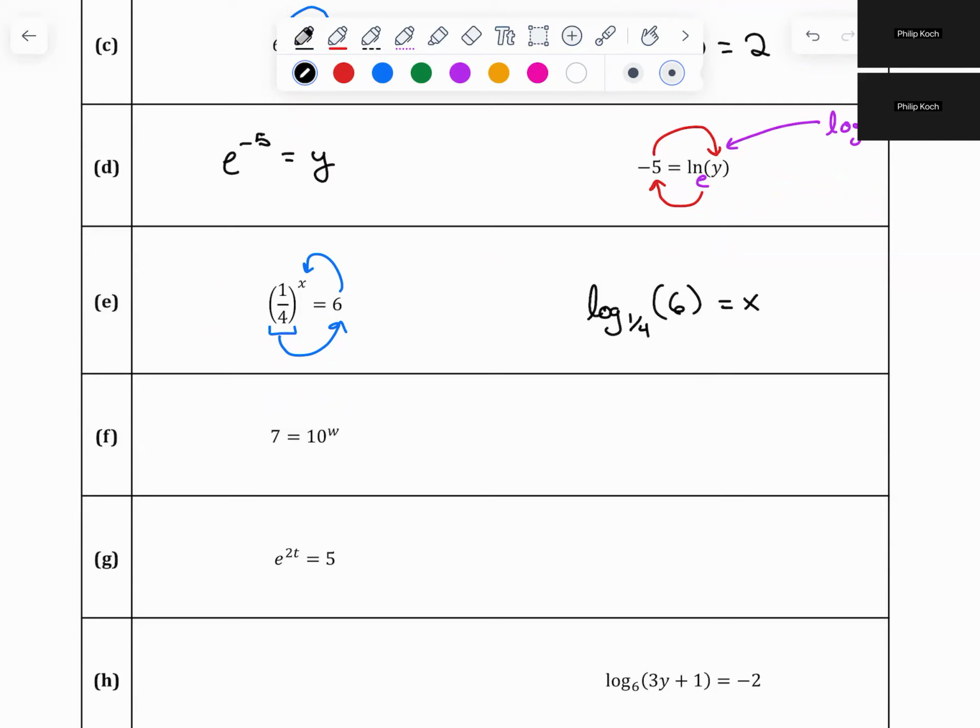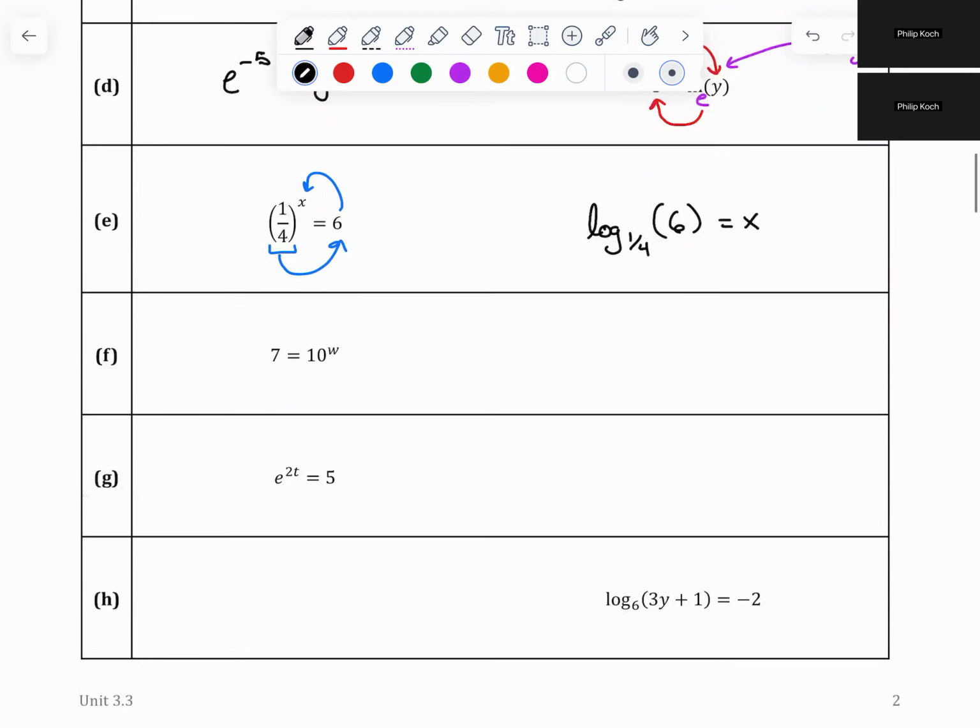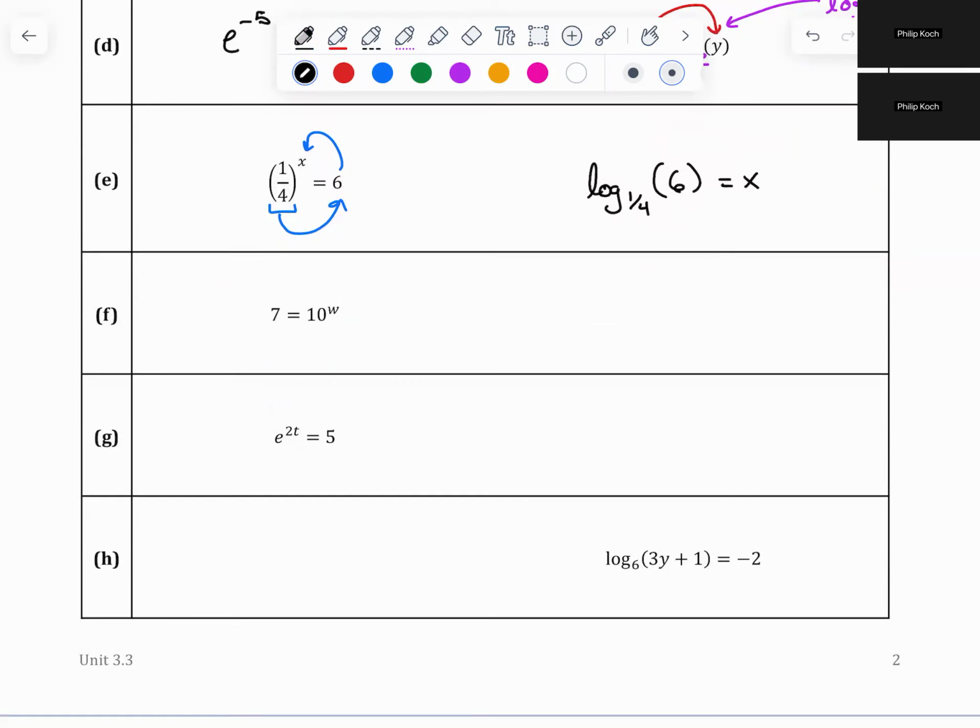These other ones, F and G, I wanted to go through together. I'm sorry, we haven't really been able to do any by ourselves. But this one, 7 equals 10 to the W. To convert it to logarithmic form, start at the base, work your way across the equal sign, and then back over. So it's going to be log base 10 of 7 equals W, but this is the common log. So it really should be written log of 7 equals W.